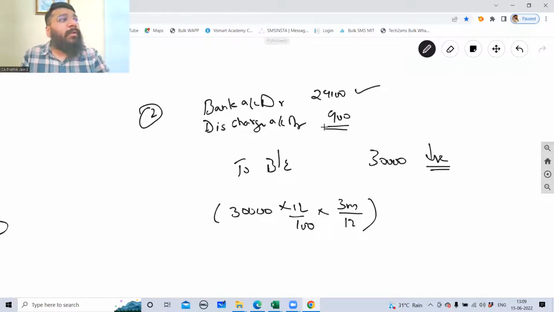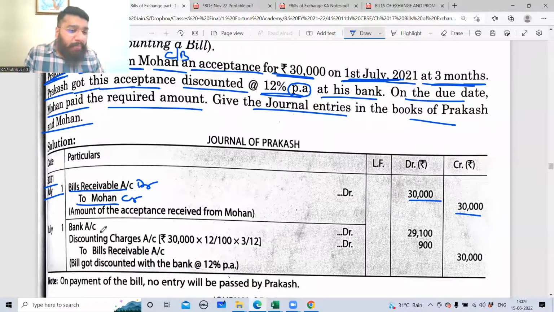Is it not a charge to be borne by the seller? Because this discounting was a decision done by the seller, so he has to bear it. What rule says that expense is a debit balance? To increase an expense, I need to give a debit. So I'm recording this as an expense. So bank account debit 29,700, discounting charges 900, to bills of exchange 30,000 rupees. This is the entry. Any problem here? Bank account debit, discounting charges account debit, to bills received.